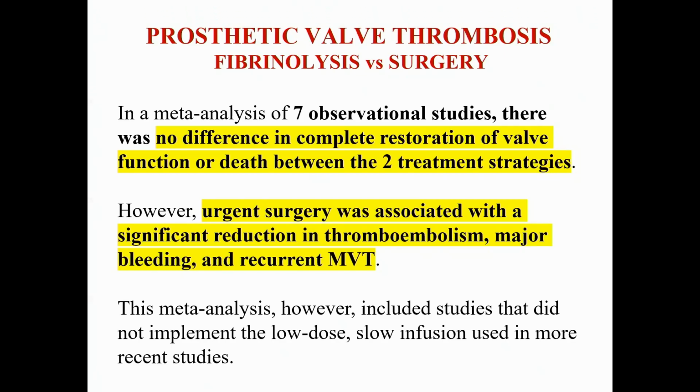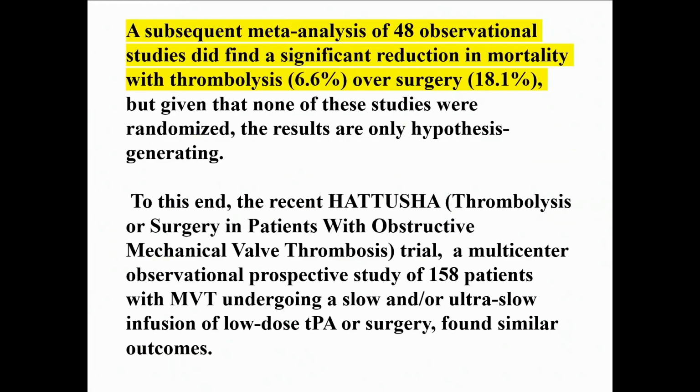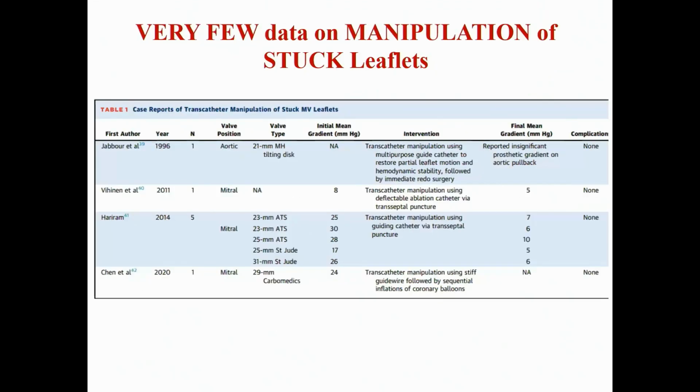In 7 observational studies, there are no differences in complete restoration of valve function or death between the two treatment strategies, but generally urgent surgery was associated with a significant reduction of thromboembolism, major bleeding, or recurrence. So it depends on the cases. And in other studies, they did not find a significant reduction in mortality with thrombolysis over surgery.